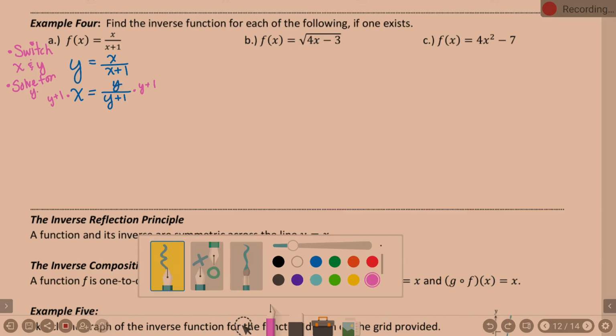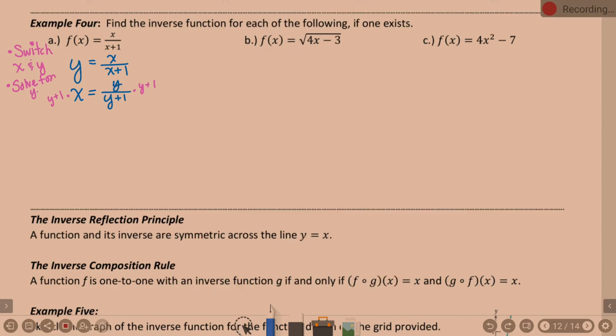Now, with that in mind, x times y plus 1. What is x times y plus 1? Okay. If you go ahead and distribute it, which I believe we will need to do, it does become xy plus x. On the right, what happens with the y plus 1s? They cancel, leaving us with y.